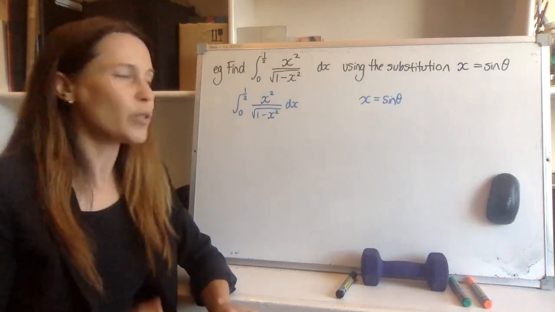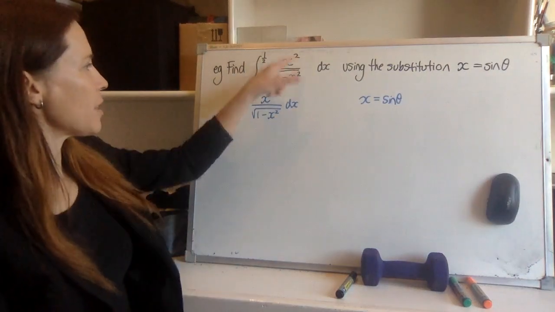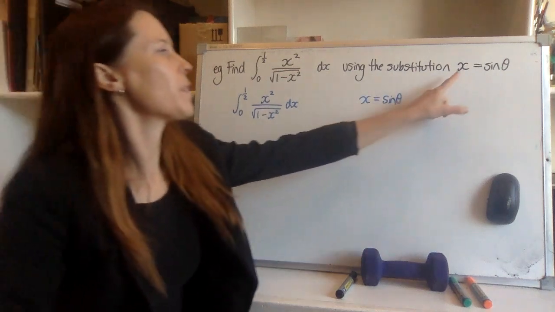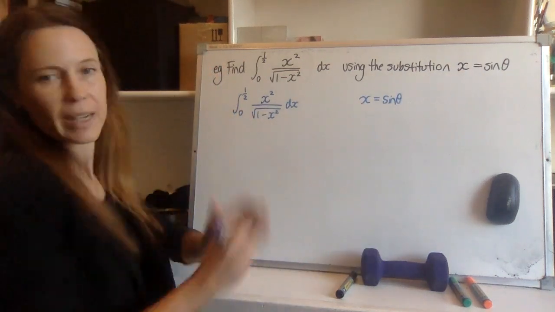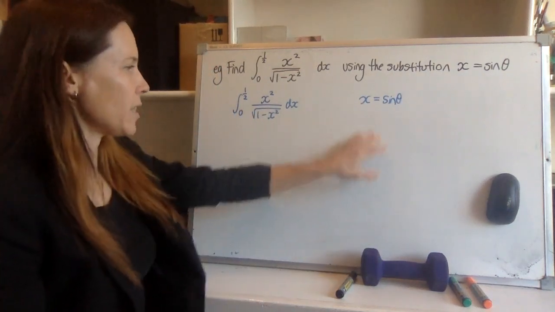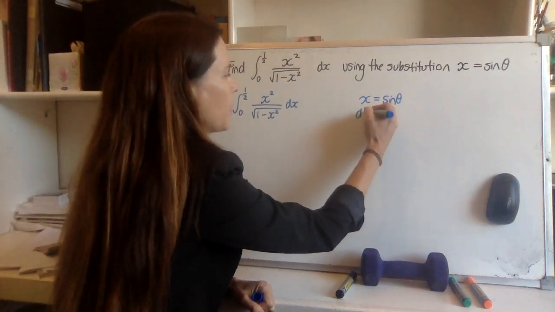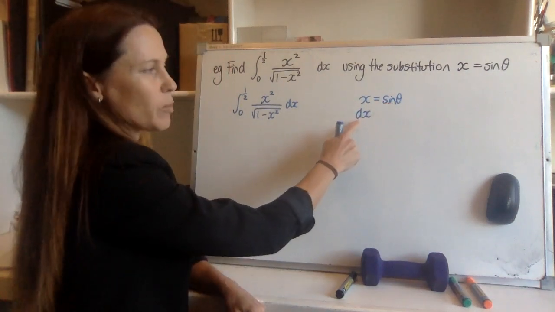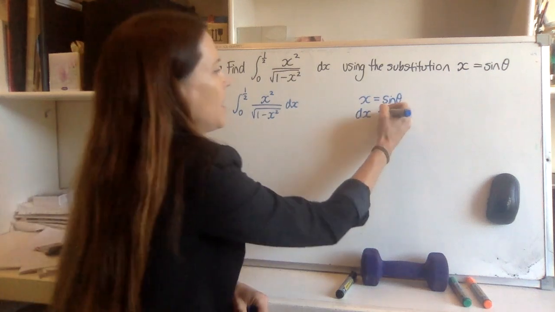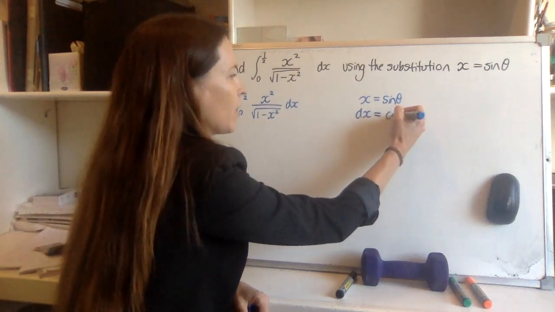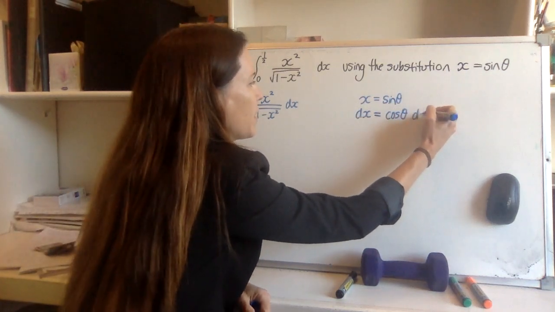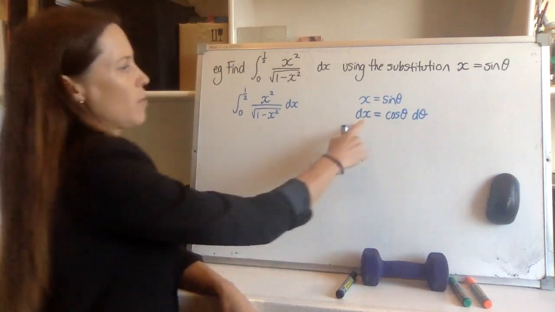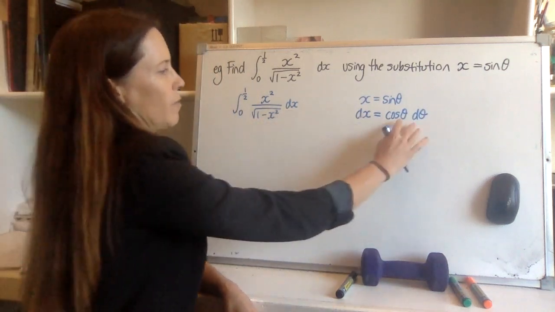This example uses trig, so we have to find this definite integral using this substitution. So I've set it out again the same, and I'm going to start by differentiating my substitution. So in this case, it would be dx d theta. And if I differentiate sine theta, I get cos theta, and I'm going to write my d theta over there. Now, that will help me swap out this part for all of that.